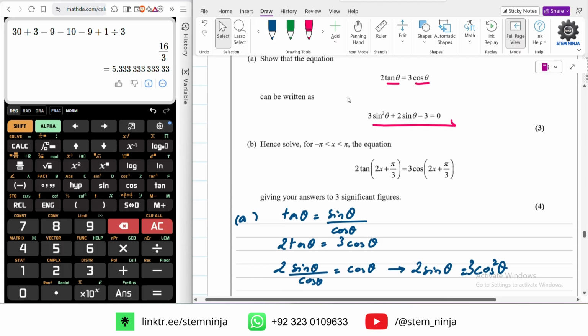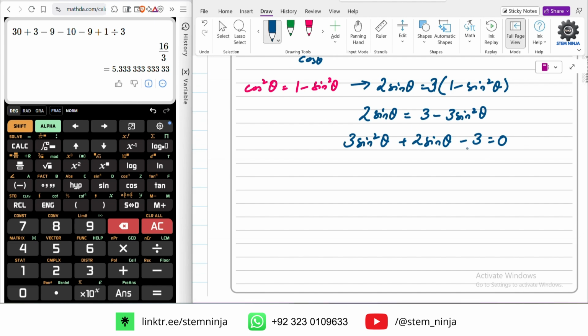Hence solve for minus pi less than x less than pi the equation, giving your answers to 3 significant figures. Okay, so first we need to solve it as it is, and then instead of theta, we plug in 2x plus pi by 3. Okay. So we have the equation. Let's see if we can find the answer using the sum and product rule.